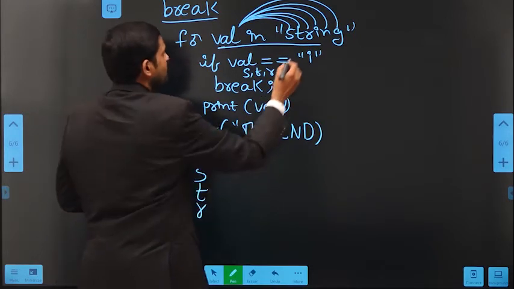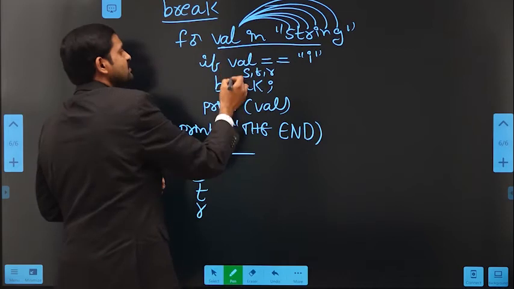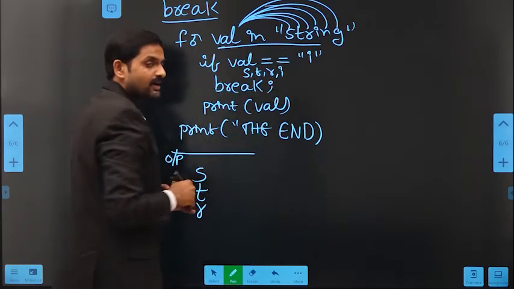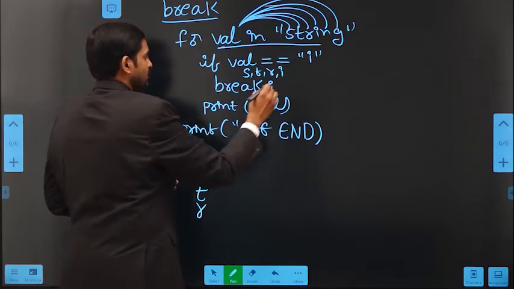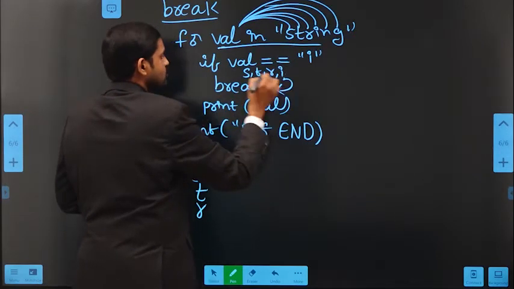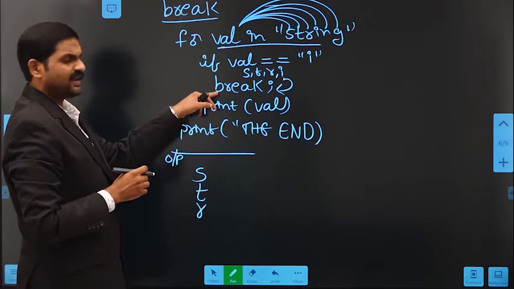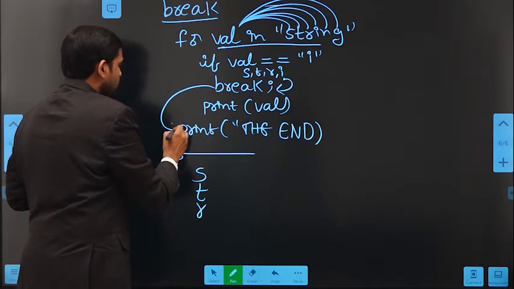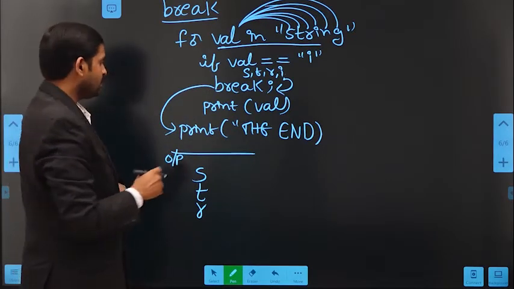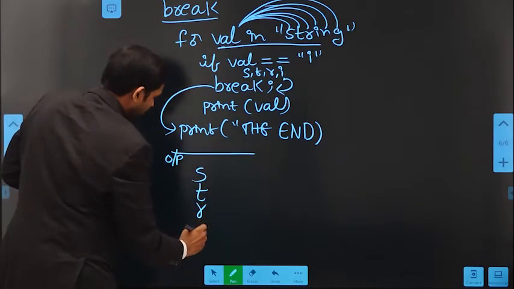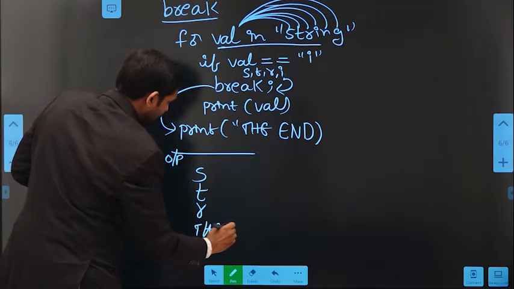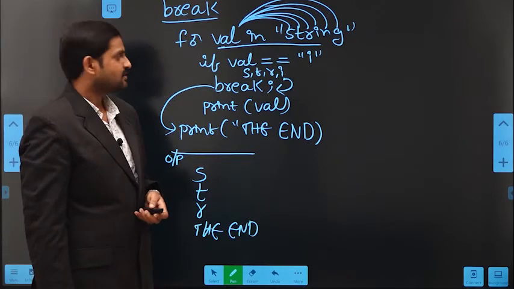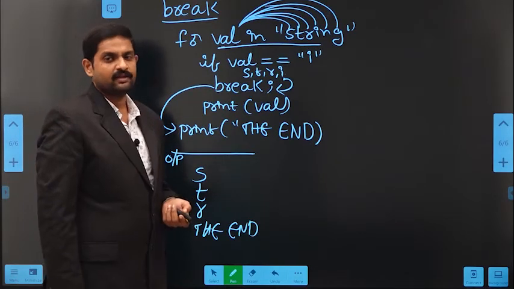Now, in the fourth iteration, I is assigned to the val. Now, I. Is it equal to I? Then it breaks. Control goes out of the for loop, comes to the last statement, it prints the end. Okay. This is an example for the break.